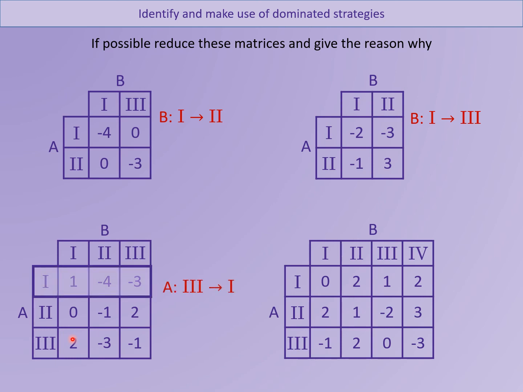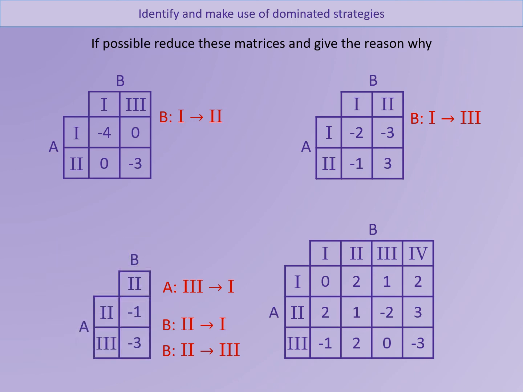For the third game, we can see that strategy 3 for player A dominates strategy 1. That is because 2 is greater than 1, -3 is greater than -4, and -1 is greater than -3. We can also see dominance in the options for B. So strategy 2 always dominates strategy 1 for player B. There's another example of dominance for player B. We can see that strategy 2 dominates strategy 3.